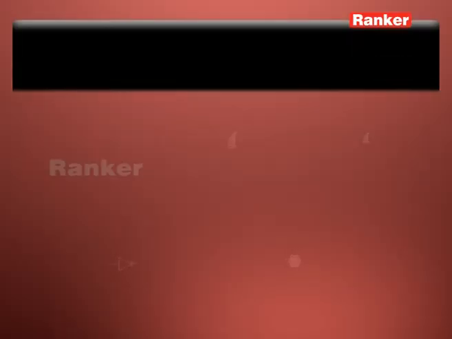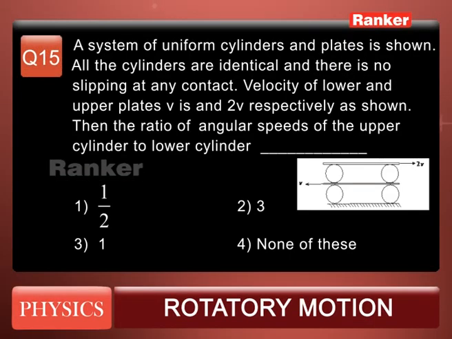Question number 15. It is given as a system of uniform cylinders and plates. It is shown all the cylinders are identical and there is no slipping at any contact. Velocity of the lower and upper plates are V and 2V respectively as shown. Then find the ratio of the angular speeds of the upper cylinder to the lower cylinder. Our first option is 1 by 2, second option 2 by 3, third option 1, and fourth option none of these.